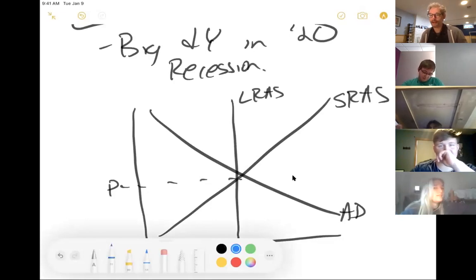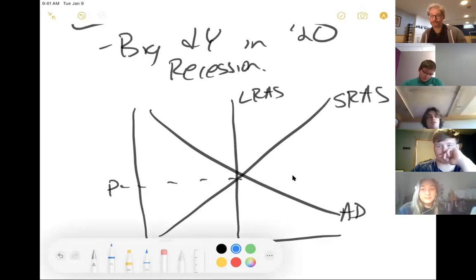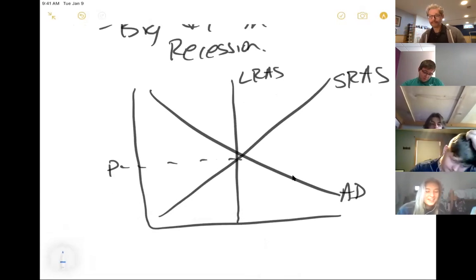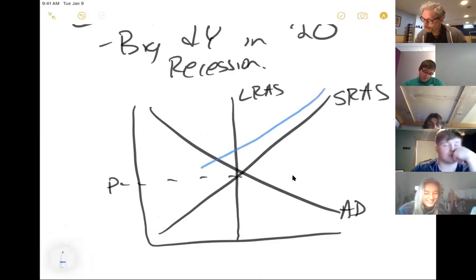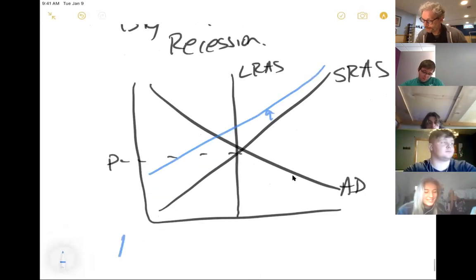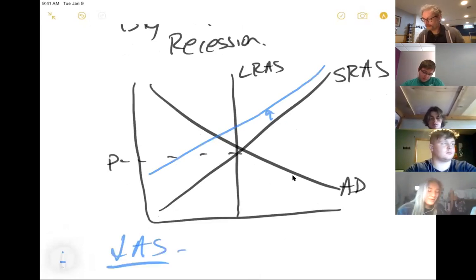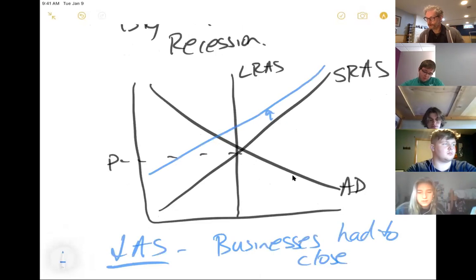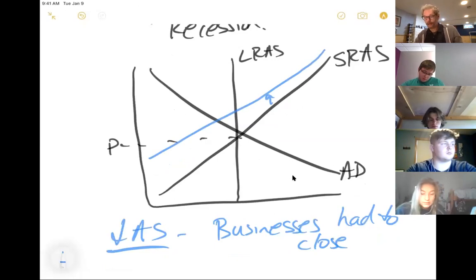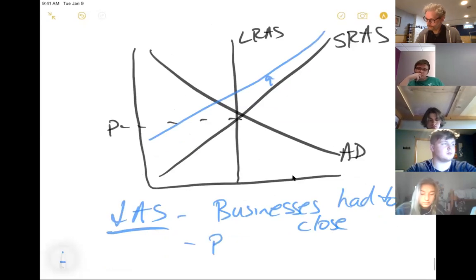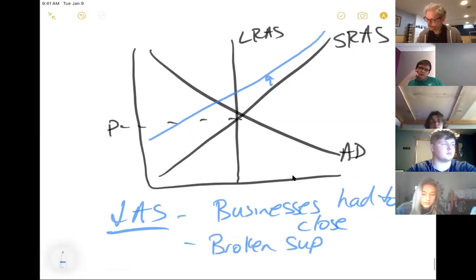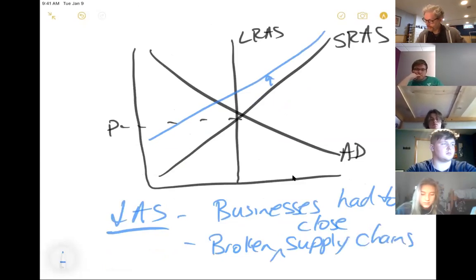However, I'm going to argue that of the two, the most important was the demand part of it, right? I think particularly at the beginning of the recession, there were big worries that there were going to be big falls in aggregate supply, right? Why? Because businesses had to close. Businesses couldn't find workers at the beginning. You remember there were all those shutdowns. Supply chains. All these broken global supply chains, I should say. All of these things increased the cost of business and reduced aggregate supply.